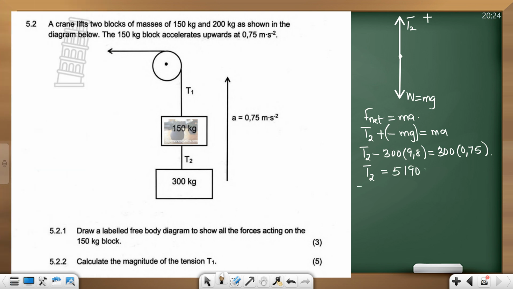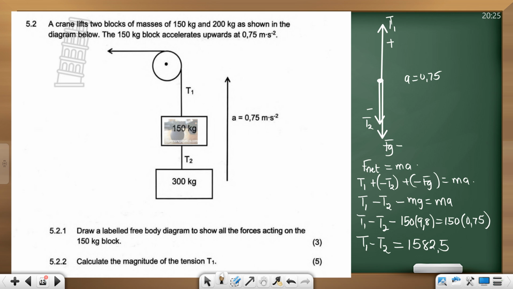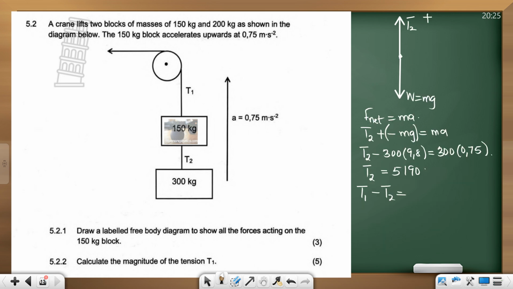Oh, now I know that T1 minus T2, I don't remember what we got. 1582.5. Oh, so it makes sense. Move that over. 1582.5 plus 5190. What's your answer? And we are done.